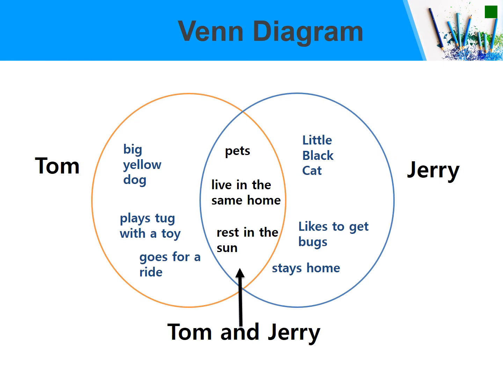Now let's draw the Venn diagram for Tom and Jerry. So this first area is for Tom. The second area is for Tom and Jerry. And the third area is for Jerry only. So we know Tom is a big yellow dog. Tom plays tug with a toy. Tom goes for a ride.